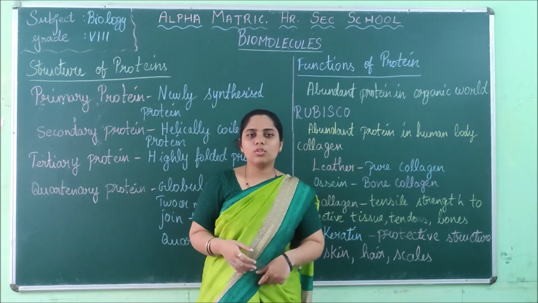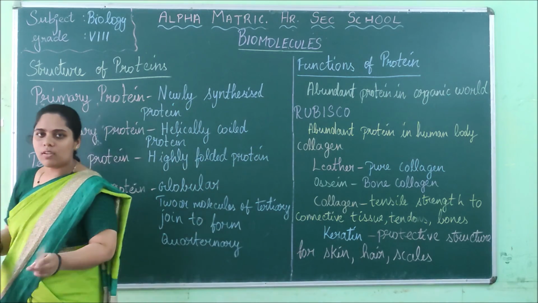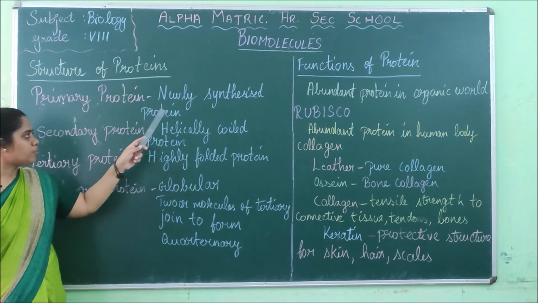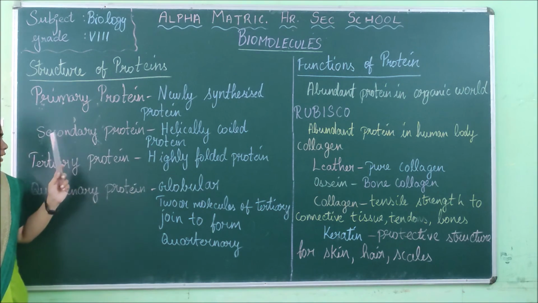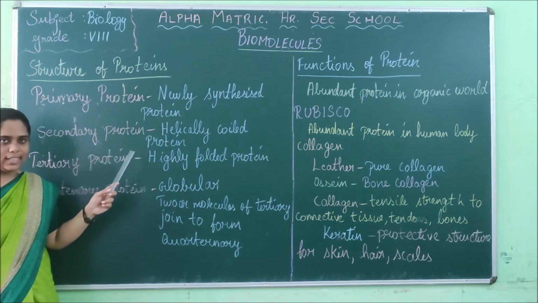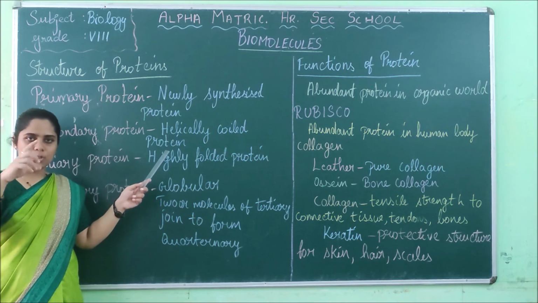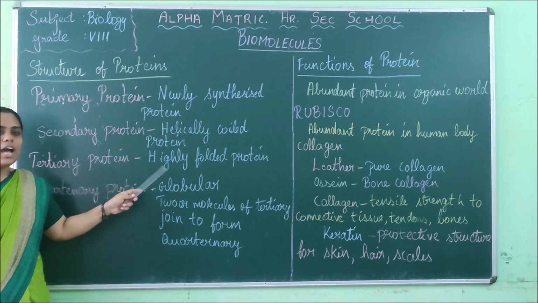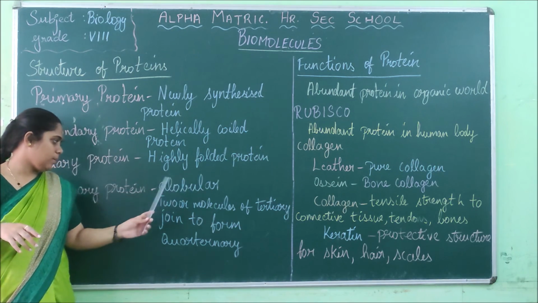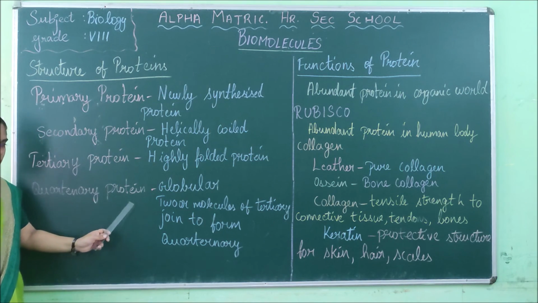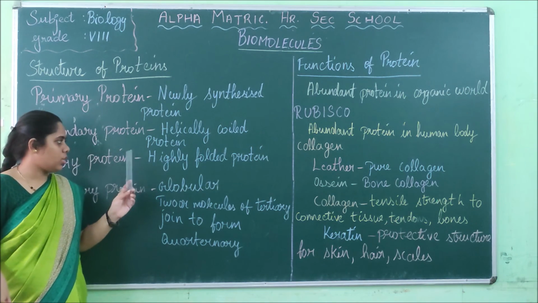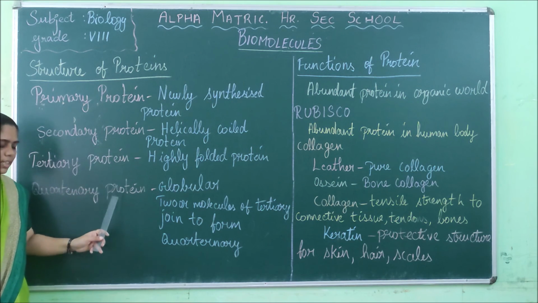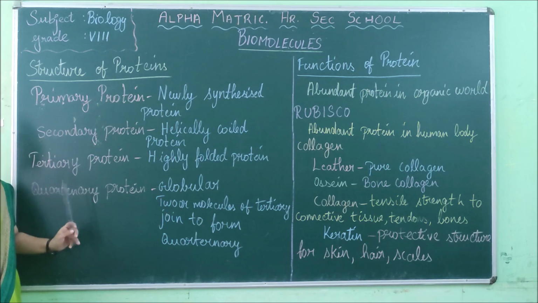Now I will give you a short recap from the first. We discussed the structure of protein. Primary protein means newly synthesized protein. Secondary protein means helically shaped, like a curved spring shape, helically coiled protein. Tertiary means highly folded, many foldings will be there. And quaternary proteins are in globular structure, and two or more molecules of tertiary protein join together to form quaternary protein.